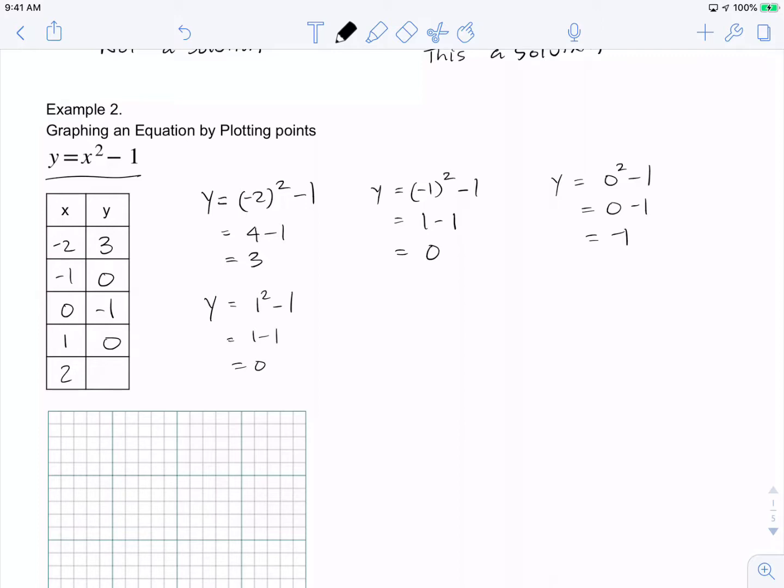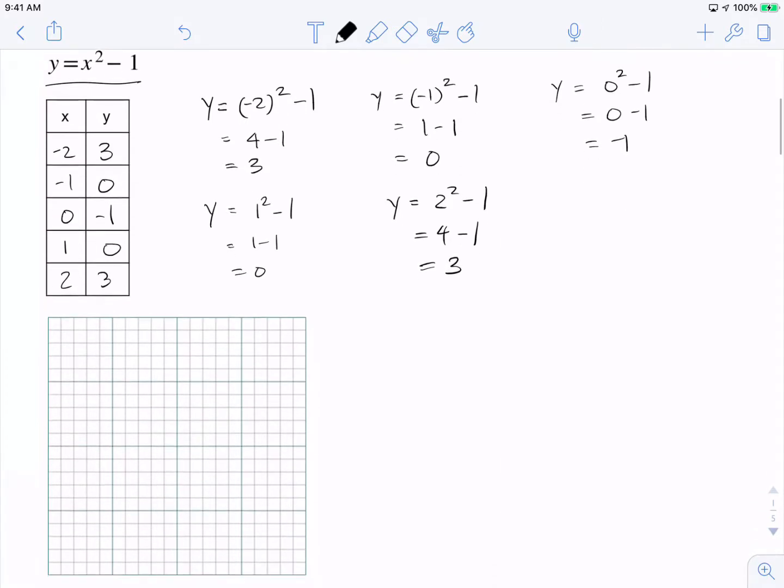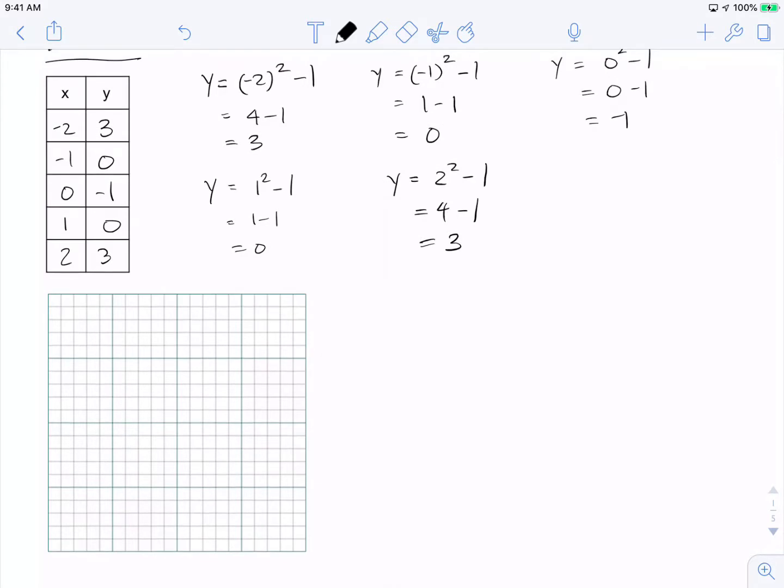And we can see that the 1 and the negative 1 both gave us 0. We'll talk about that in a little bit more detail later on in this section. Then the last problem is going to be 2 squared minus 1. That's going to give me 4 minus 1, which is 3. And now we have our points. So let's go ahead and graph that so we can see what this result is going to be.